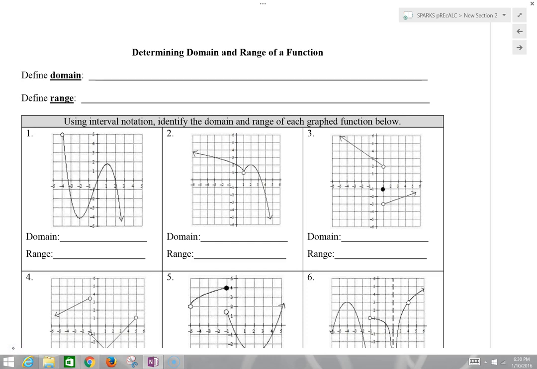All right, this is Sparks Pre-Calc. This is day number 7. And we're going to talk about domain and range.